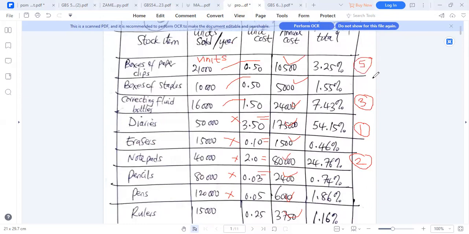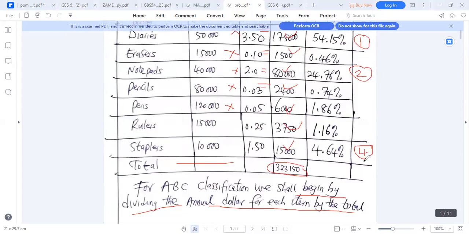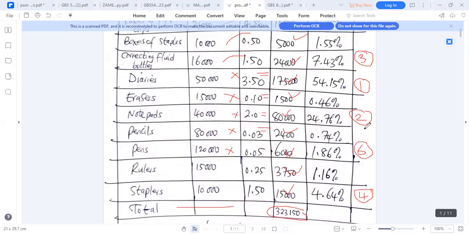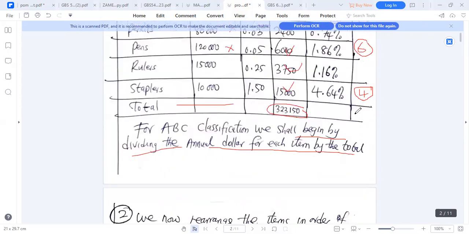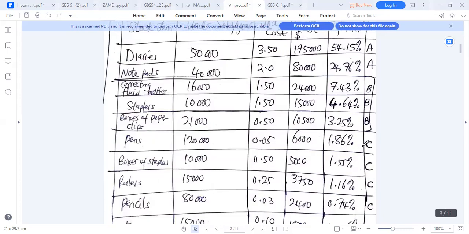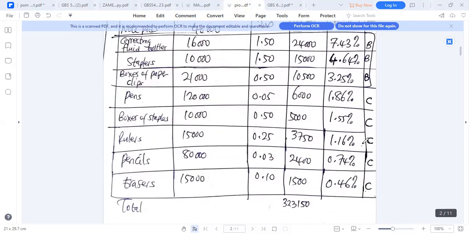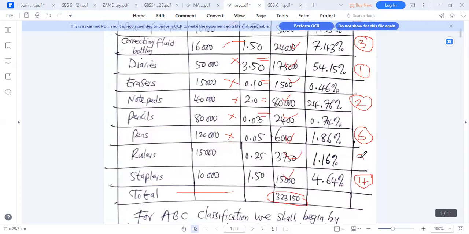Then the other one that we need to go for is 1.86. 1.86 is number 6 here. Then which one do we go for? 1.55 should be there, 1.55 is number 7. Which one do we go for? It is 1.16, and that is number 8.